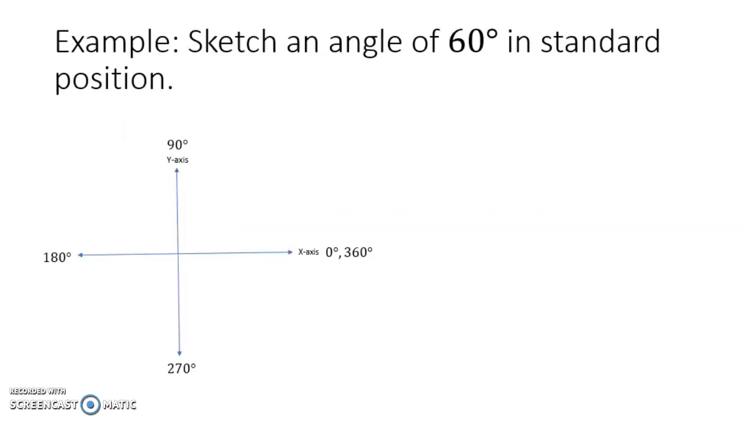Okay, now we're going to sketch an angle of 60 degrees in standard position. So I'm going to have my initial side here on the positive x. And if I went from here to here, that would be 90. Halfway of that would be 45, so a little over half. This would be 60 degrees right here.